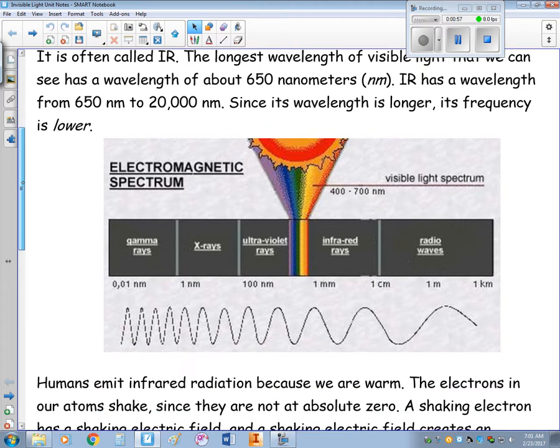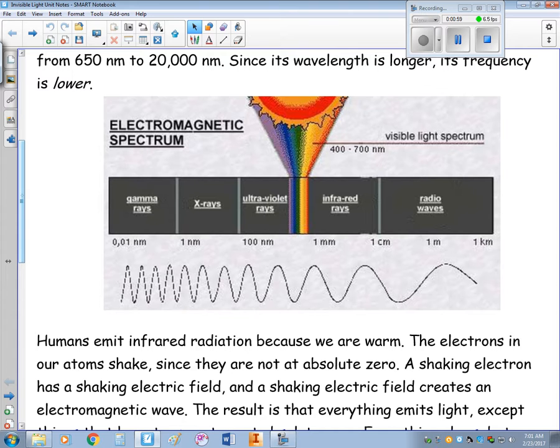So when we take a look at the electromagnetic spectrum, we see that we have our visible light, which goes from around 400 nanometers to around 700 nanometers. Like I said, 650 is kind of an average. Sometimes it goes down to 700 or up to 700. But right above that, we have our infrared. Now, infrared radiation will warm up objects that absorb it. So you can think about heat lamps for this.